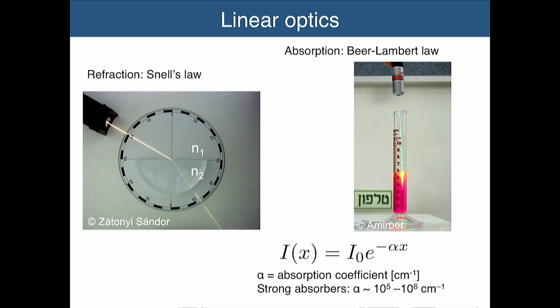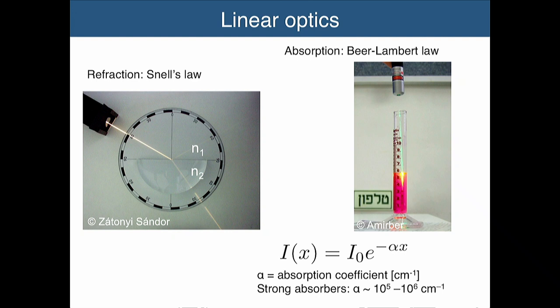The absorption is a function of position, in this case the depth in the solution, and it decays exponentially. The exponent is alpha times the position, and alpha is the coefficient we're interested in, the absorption coefficient. Its units, as it multiplies length, have to be inverse length, usually measured in inverse centimeters. For a strong absorber, like a gallium arsenide solar cell, the values you get are about 10^5 to 10^6.